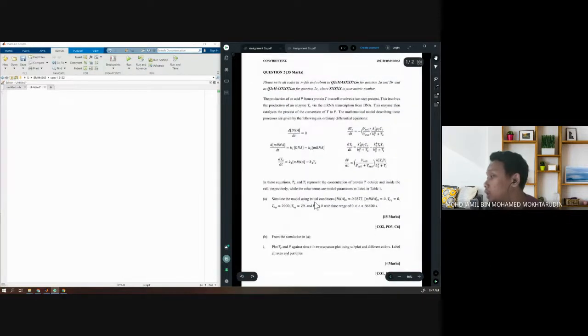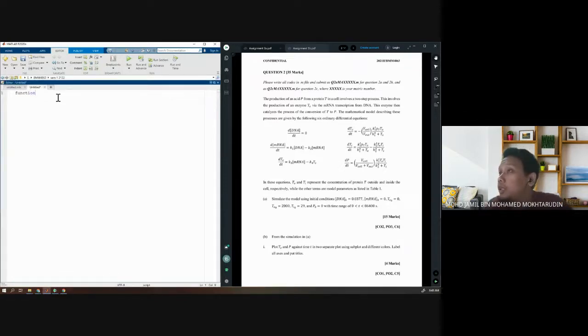So question A: simulate the model using initial conditions with the time range given. Okay, so the first thing that you need to do is write the function that contains the ODE equations. So we can start by writing function dy dt equals, and maybe we name it assignment 2A, which has input t and y. Okay, so we start by writing zeros for dy dt. So we have 6 ODEs, so we start by writing zeros, I think it's 6, 1.